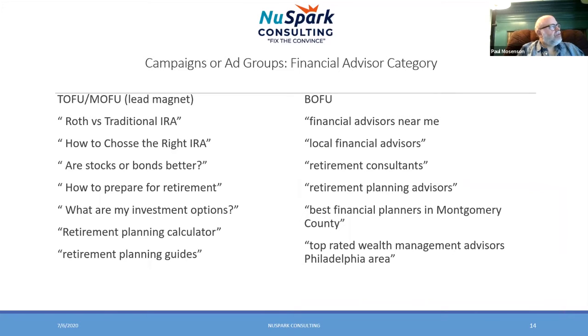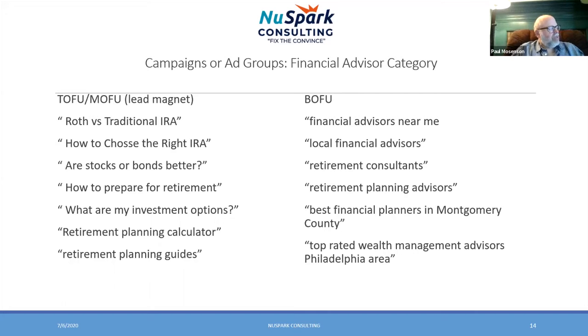All right, now we're going to do some little examples here of the TOFU, MOFU, BOFUs. Because Beacon has consultants and things like that, I'm going to use the financial advisor category here. You can see on the top and mid funnel, the kinds of keyword searches and phrases people might use. Obviously they're not looking to hire a financial advisor yet, right? How to choose the right IRA, how to prepare for retirement, what are my investing options, retirement planning calculators, guides, things like that. They're not looking for you yet, but they could if you're offering something.